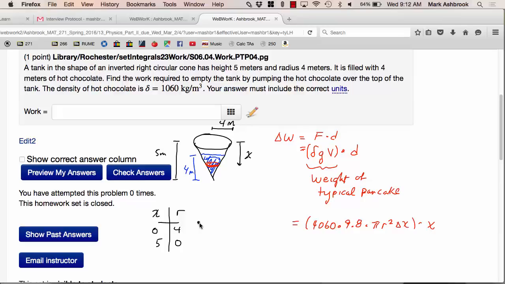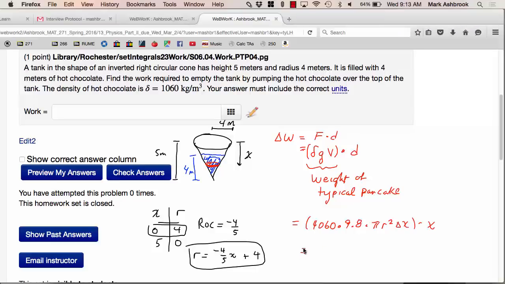Okay, so the rate of change is 4 minus 0 over 0 minus 5, negative 4/5. And then the y-intercept is 4, right? So we have the point (0, 4), so we can just write down that r equals negative 4/5 x plus 4. And then we can test it. If x is 0, we get r equals 4. If x is 5, we get r equals 0. So we got it.